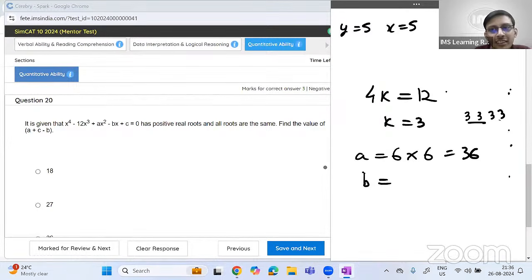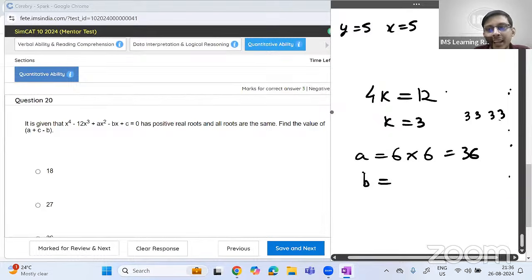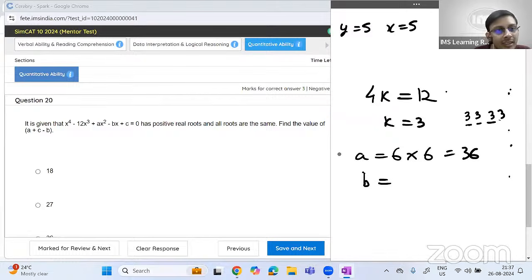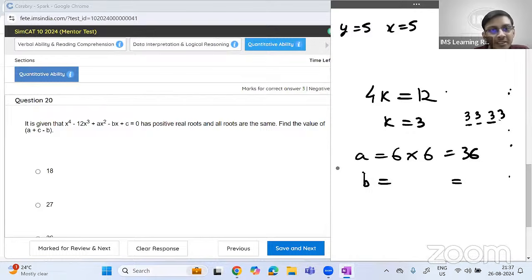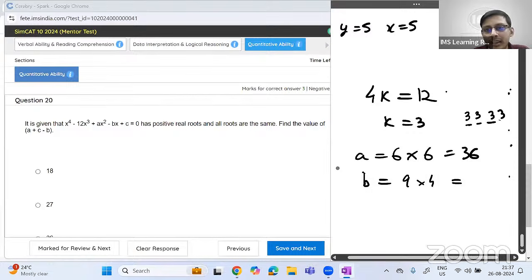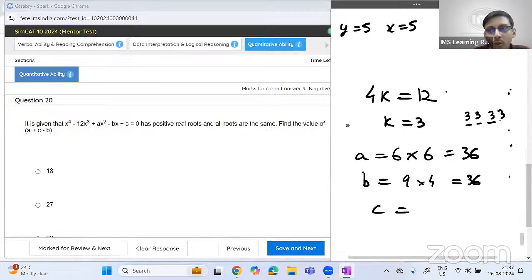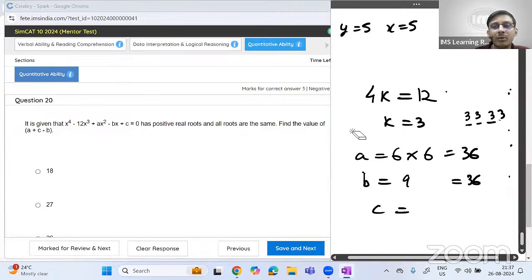Sum of the roots. Okay, this was 2 at a time. So now 3 at a time. 3 at a time, 3 plus 3 plus 3. That is 9. There will be total 4 combinations. 9 into 4, 36. Okay, again I'm getting 36. That seems to be the same thing as the previous one. 3 plus 3 plus 3, 9. 9 into 4, 36. And c is 3 at all 4.